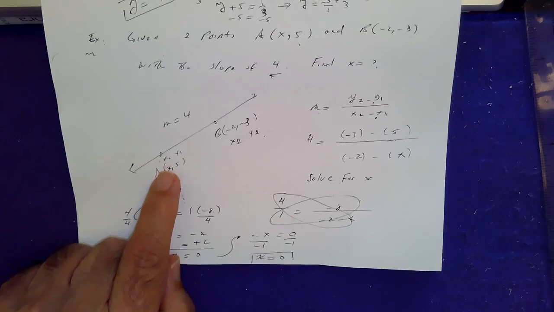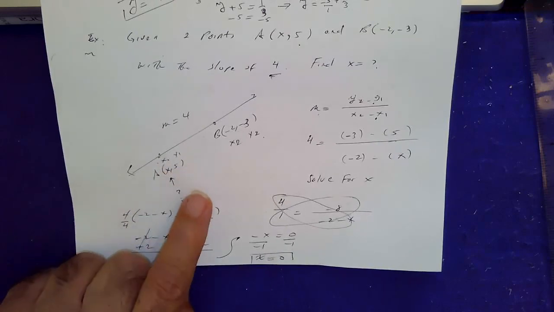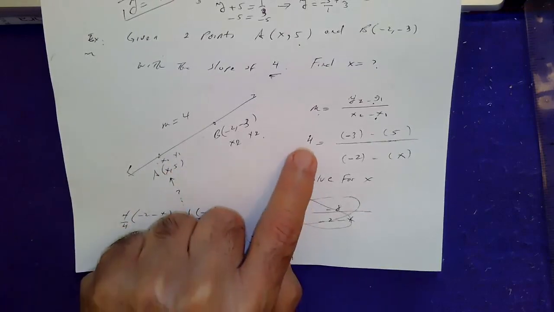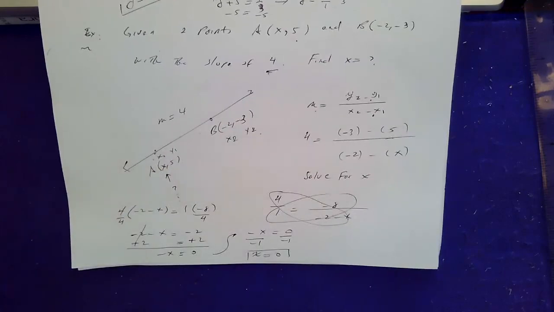If you put 0 here and you do the slope, you're guaranteed to get a slope of 4. Thank you.